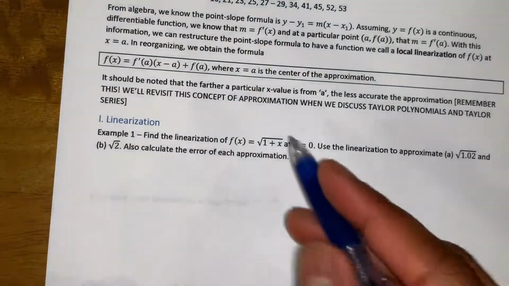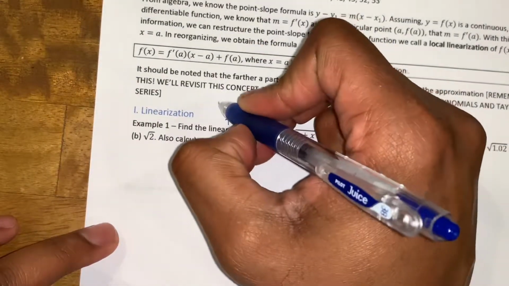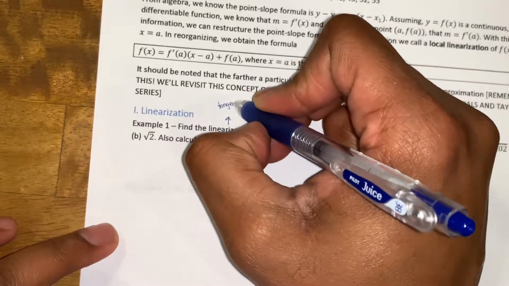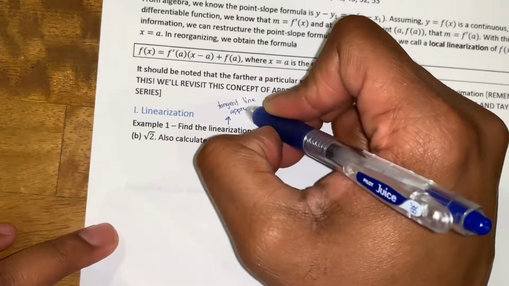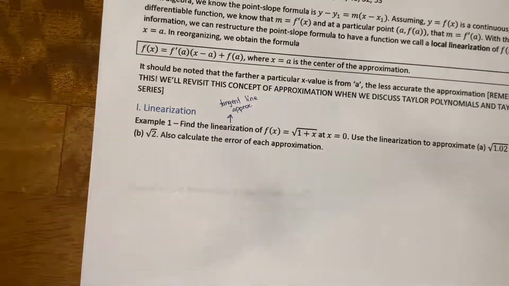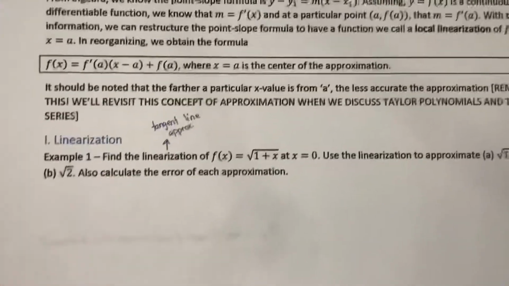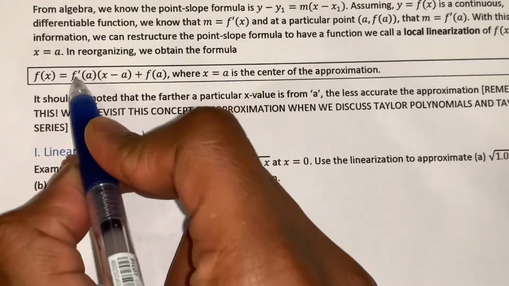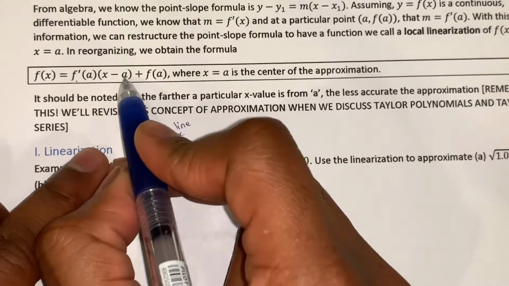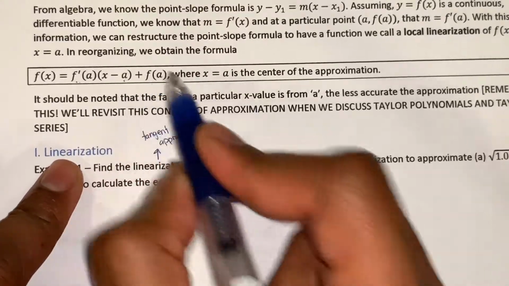To illustrate this, we're going to find the linearization, again, the same as a tangent line approximation. They are analogous. To do a linearization, you need the derivative and a point on the line. So derivative, point on the line.